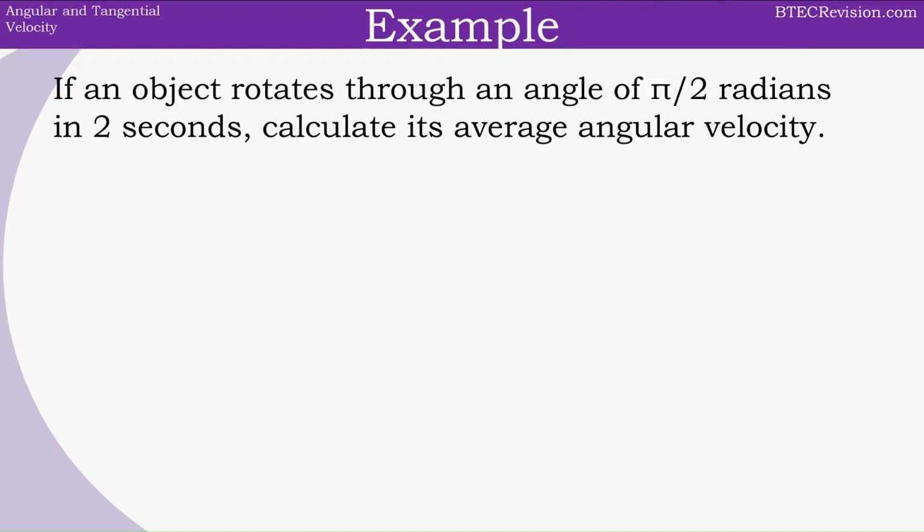We will start by writing down the equation. Omega equals delta theta divided by delta time. Now we can plug in our values. We know delta theta is pi over 2, and we'll divide that by the time, which is 2. That gives us a value of pi over 4. And the units are radians per second.